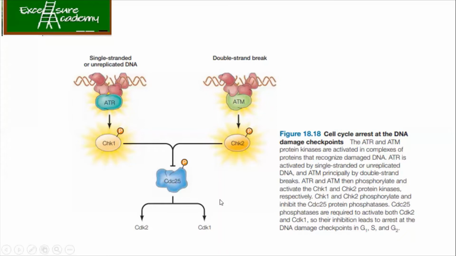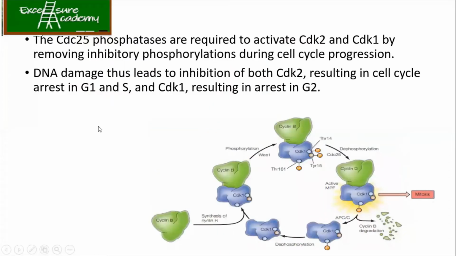Now we know that in G1 and S, CDK2 and cyclin E form a complex, and hence if you inhibit CDK2, it results in G1 and S phase arrest. That means the cell cycle stays right there.